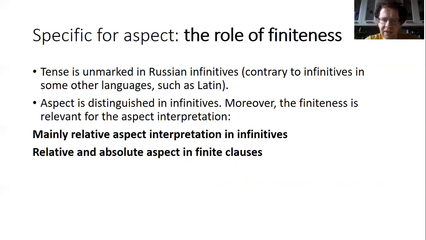By contrast, aspect is distinguished in infinitives. We have perfective infinitives such as снять and imperfective infinitives such as снимать. And the finiteness, the opposition of infinitive versus finite form, is relevant for the aspect interpretation. That's clear in examples with embedded temporal clauses. In finite temporal clauses, both relative and absolute aspect is chosen. By contrast, in infinitive temporal clauses, we have mainly relative aspect interpretation.